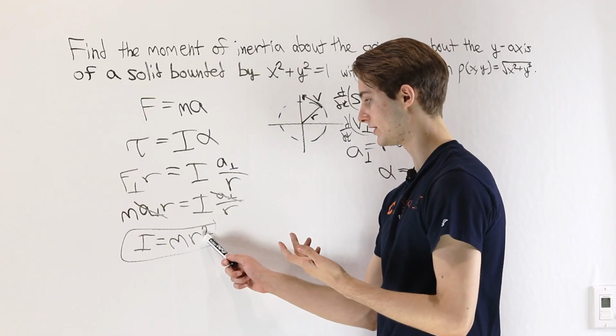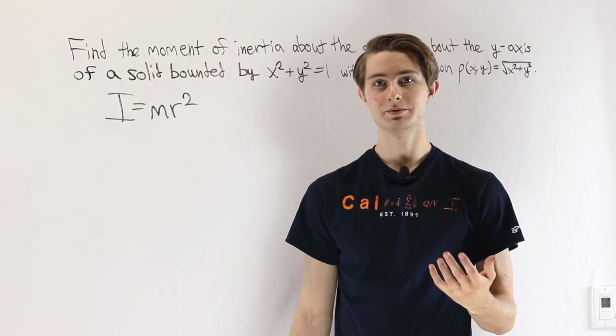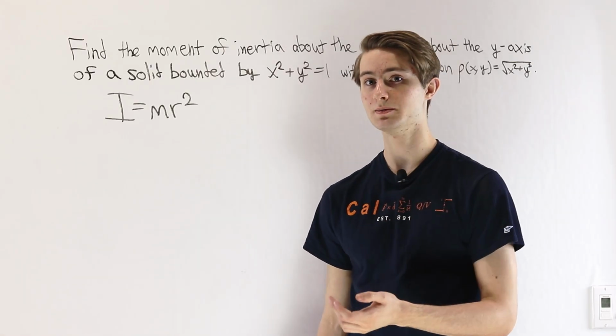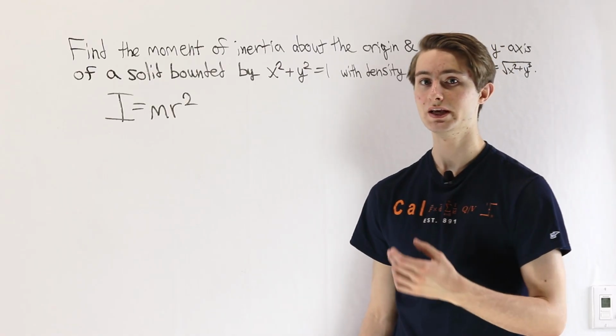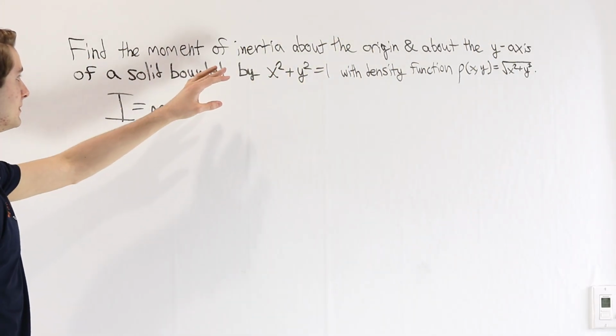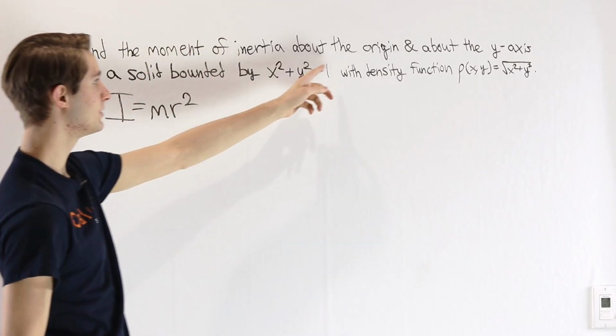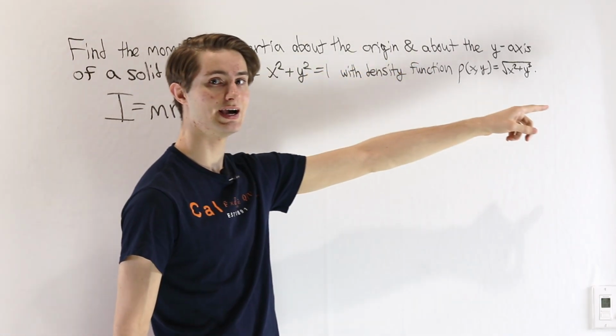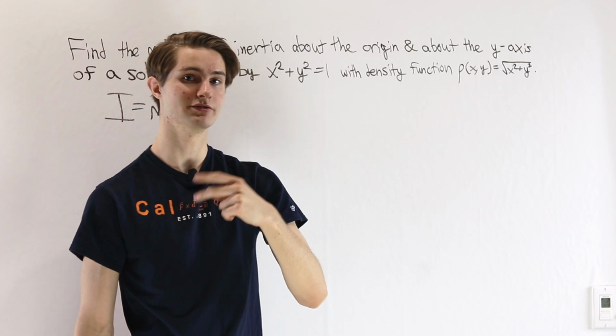So this is our final expression for moment of inertia of an object with particular mass m and distance from the origin r. Now the last thing that we have to understand in order to do problems talking about the moment of inertia is the idea of moments of inertia about different axes. Notice this problem asks for the moment of inertia about the origin and about the y-axis. Those are going to be two different values.